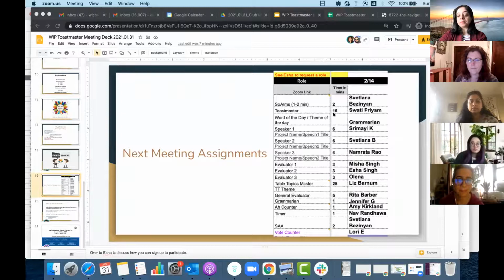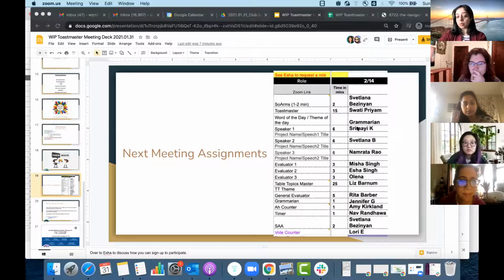But the roles here: our Sergeant at Arms is still going to be Svetlana, Toastmaster will be Swati, word of the day will come from the grammarian, our speaker 1 is going to be Srimai, speaker 2 Svetlana, if you're up for it. Speaker 3 Namrata Rao, Misha will be an evaluator, I will be an evaluator, Olena will be the third evaluator.